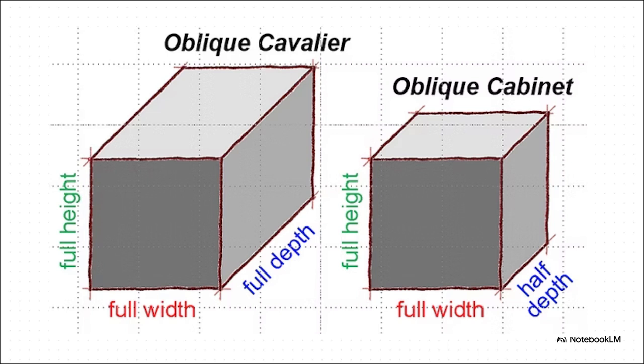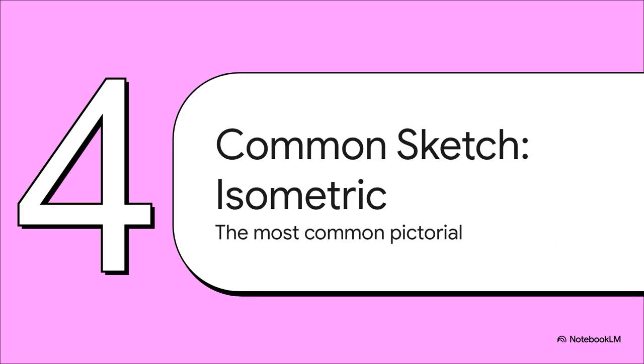All you do is cut the length of those depth lines in half. It's a simple little trick, but it makes the object look way more accurate and proportional. All right, so if oblique is the quick and dirty tool, our second tool is the industry workhorse. This is the one you're going to see most often in technical drawings and design sketches, the isometric pictorial.